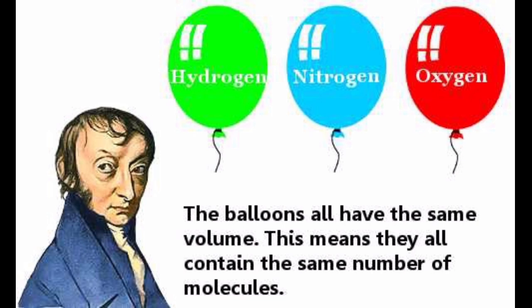Avogadro's law can be better understood in a simple way by looking into this example. Here we have 3 balloons. One balloon contains hydrogen, the second balloon has nitrogen gas, and the third balloon has oxygen gas. All these balloons have the same volume. If these 3 balloons are kept at the same temperature and pressure, what you have to understand is they all contain the same number of molecules. That means all these 3 balloons will have the same number of molecules if they have the same volume and are kept at the same temperature and pressure.